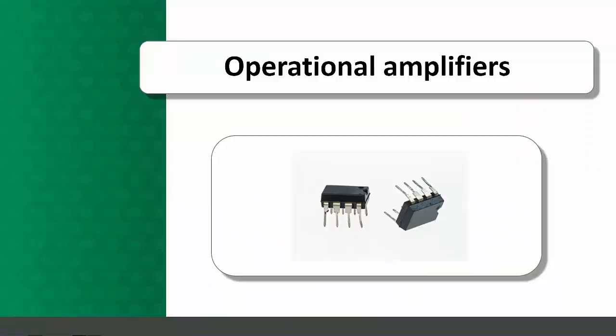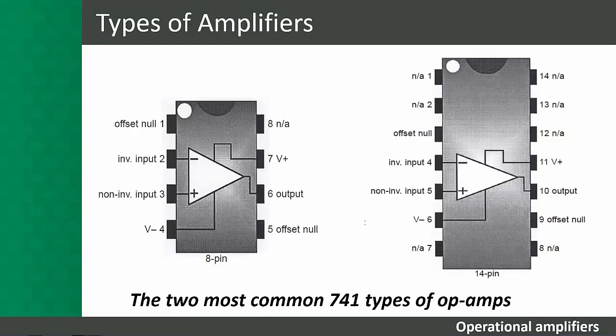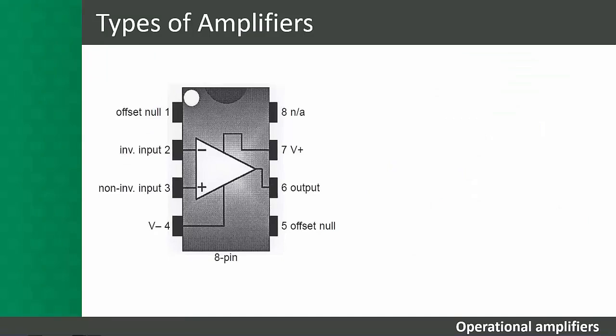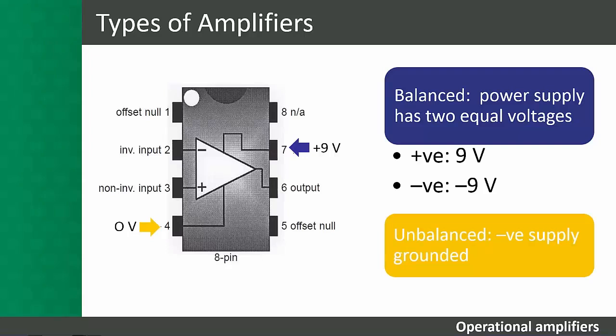We are now going to discuss the operation of operational amplifiers in a bit more detail. Operational amplifiers are more commonly referred to as op-amps. The two most common types of amplifier are 8-pin and 14-pin. Many op-amp circuits use balanced power supplies. A balanced power supply has two equal voltages, one positive, typically 9 volts, and the other typically negative 9 volts. Other op-amps use unbalanced supplies, with their negative supply grounded.